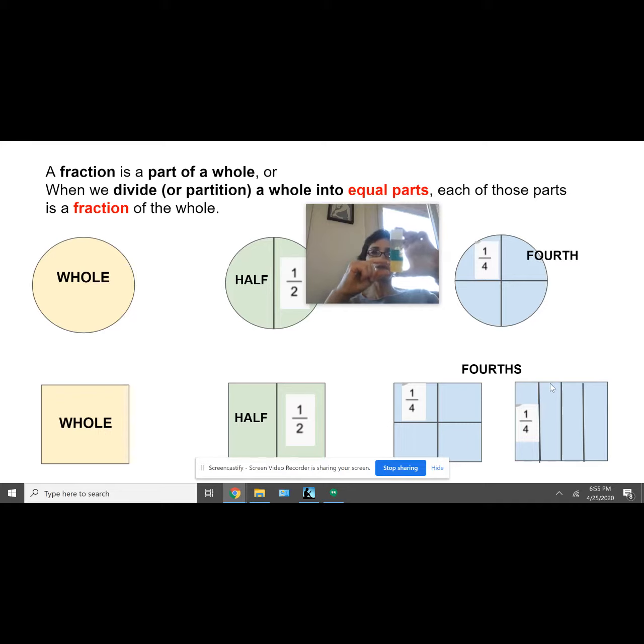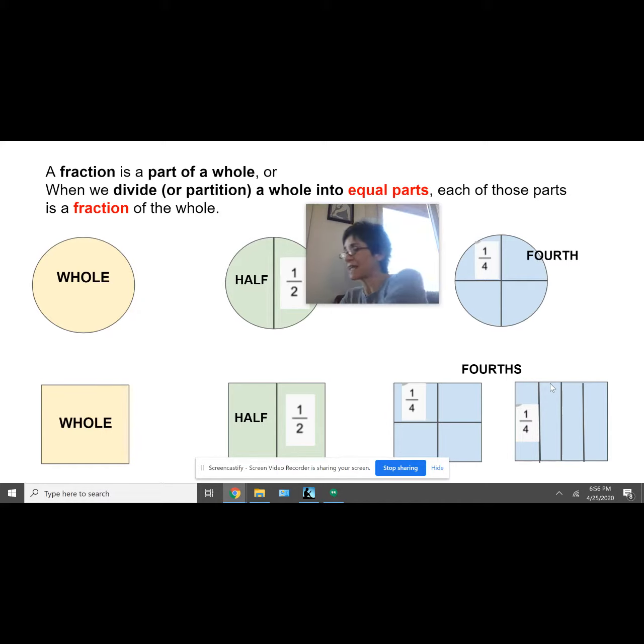So I have this part, 1, 2, 3, 4. 4 equal parts. These are called fourths. I divided my 12-piece Lego tower into 4 equal parts, and each part is 1/4. Okay, so I can write 1/4. We can also call them quarters. So I divided my Lego tower into 4 equal parts. Each part is called 1/4.